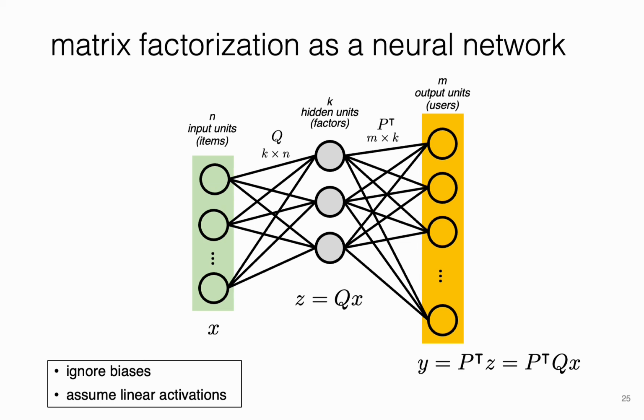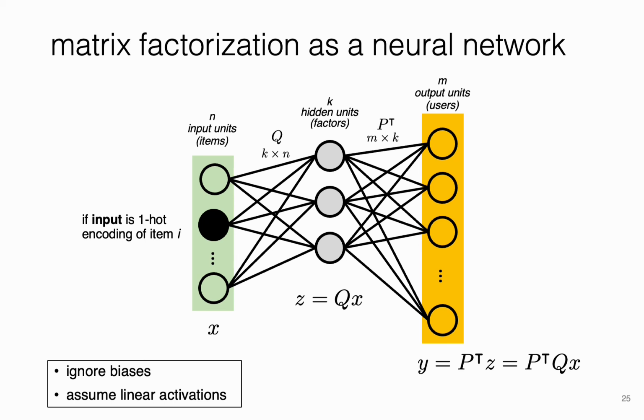The input layer contains 1 unit per item. The input is always a single item, one hot encoded. The hidden layer contains k units, which correspond to the latent dimensionality, the number of factors used to represent users and items, k. We use q to denote the weights of the first layer. At the hidden layer, we get z, which is the product of q with the one hot encoded item x.